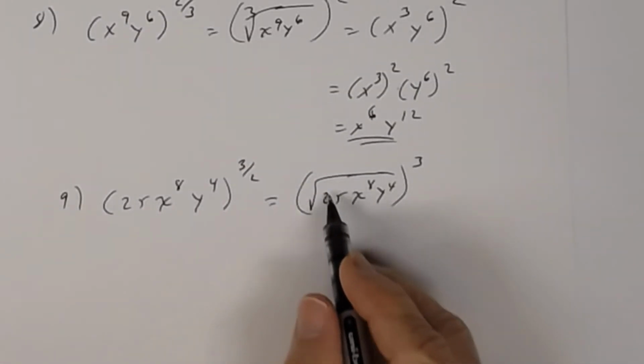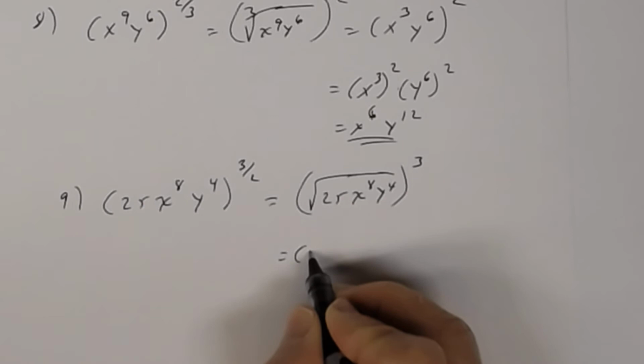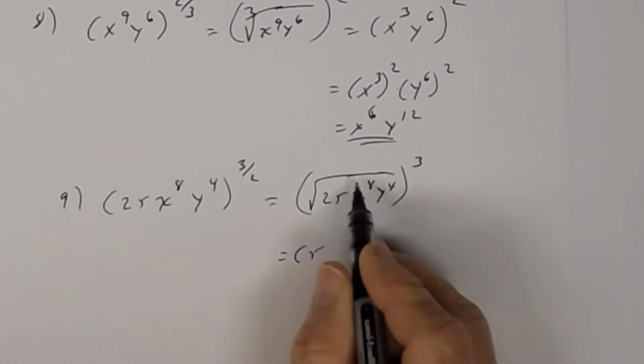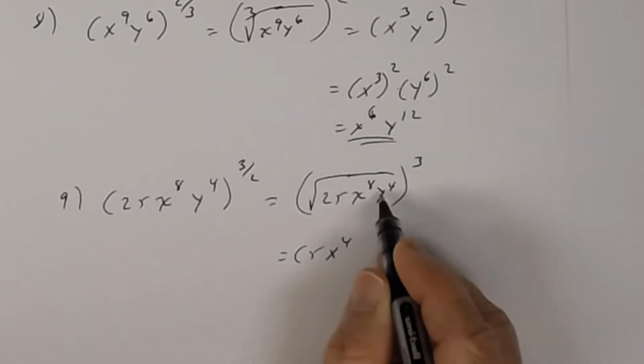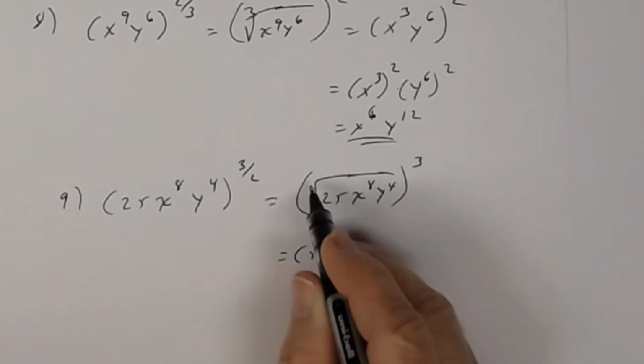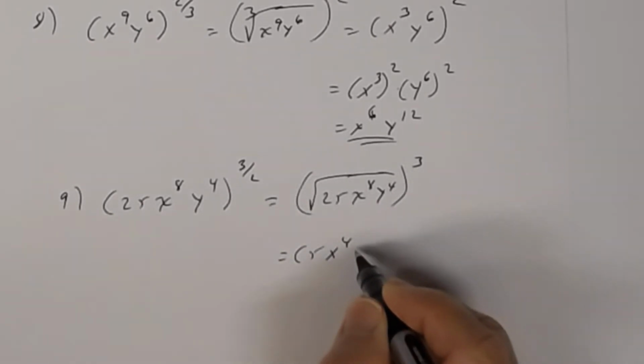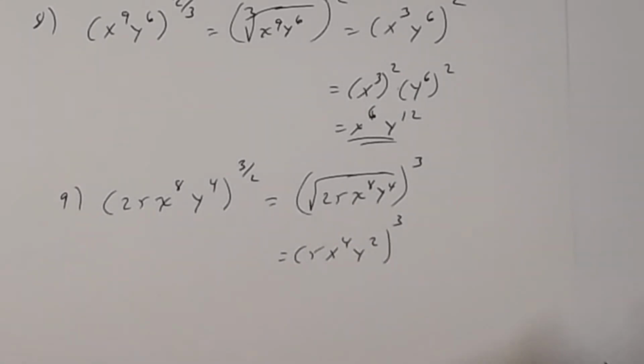So remember, the square root of 25 is 5. The square root of x to the 8th, 8 is divisible by 2, so that's 4, so it'll be x to the 4th. The square root of y to the 4th, 4 divided by the index 2 is 2, so it'll be y squared, all raised to the 3rd power.